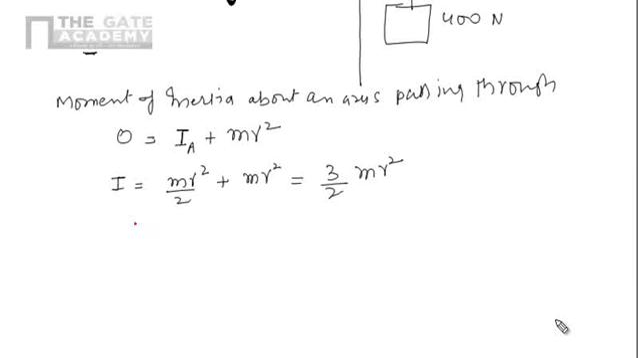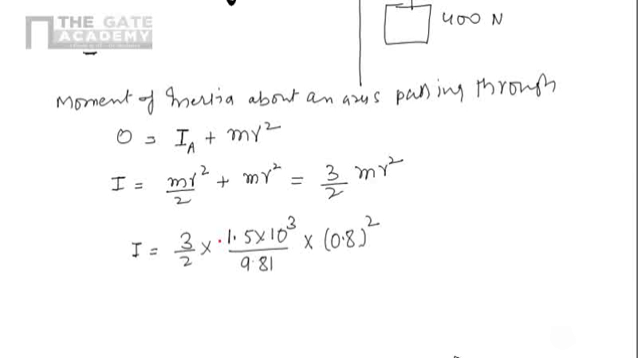Now we are having the value of I, that is 3 by 2 m r square. So I can write I equals 3 by 2. We know the weight of the cylinder, that is 1.5 kilonewton, so this will be divided by 9.81. So we will get the mass. And radius, we know this is 0.8. So 0.8 square. So we are having the expression, that is 3 by 2, 1.5 into 10 to the power 3 divided by 9.81 into 0.8 square.